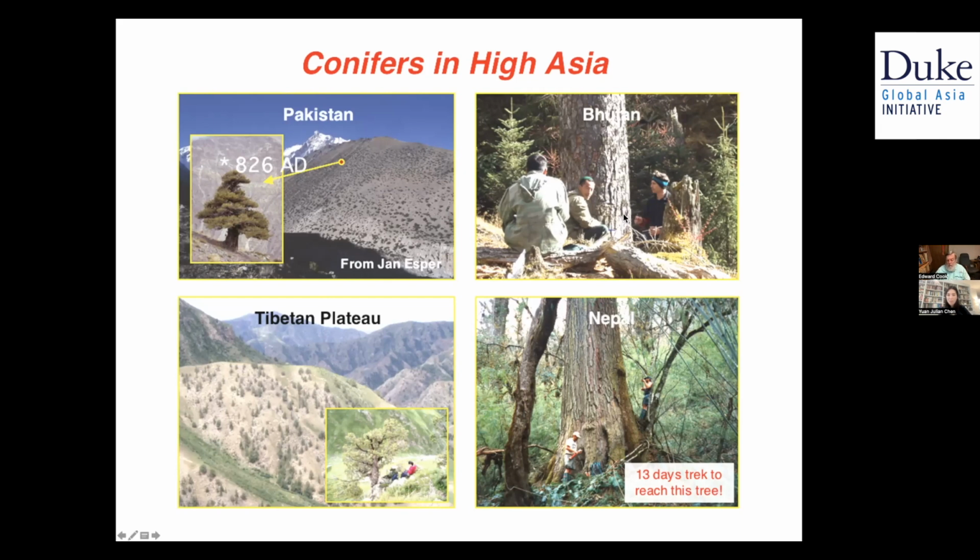Bhutan, the Himalayas of Bhutan. Here's a spruce tree that was over 500 years of age. Down here, this is the most epic trip I ever made, in eastern Nepal. This is a hemlock, Himalayan hemlock. It's over 1,000 years old, and it took us a 13-day trek to reach this tree. So it can be a real experience, shall we say, an adventure, to find the trees that you want to core that have the longevity to provide the long records of climate variability and change that we want for climate reconstruction.